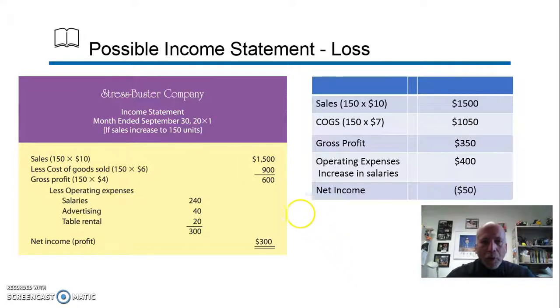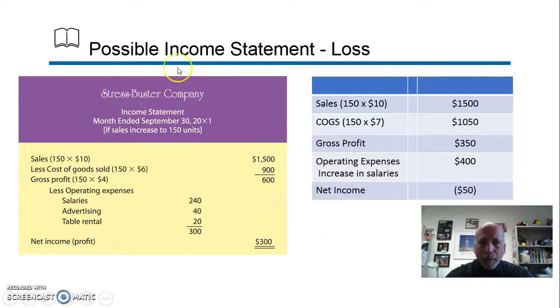I'd like to just show you what would happen if potentially certain costs rose without sales rising. So here we have the 150 units times $10 or $1,500. If my cost of goods sold goes up to $7, then my cost of goods sold for the whole month is $1,050, leaving me a gross profit of $350. But if my salaries or advertising or table rental goes up, what's known as operating expenses, I then have a loss of $50, and that's normally shown as a net income in parentheses of minus $50.